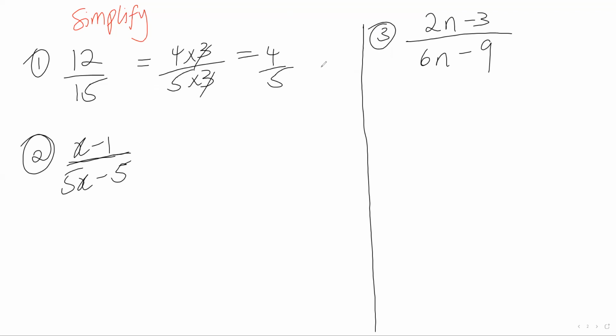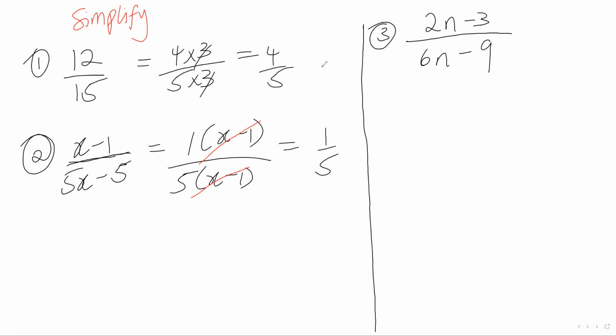Now, when it comes to rational expressions, we apply the same principle. So let's take x minus 1. X minus 1, the common factor is 1. And then we have 5x minus x. The common factor is 5. So if I bring 5 out, I'm left with x minus 1. Then this cancels out, and we are left with 1 divided by 5. All right, so when you simplify question number 2, your answer should be 1 divided by 5.